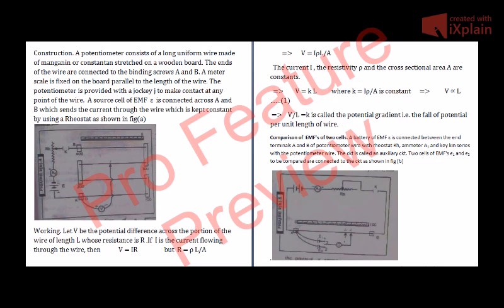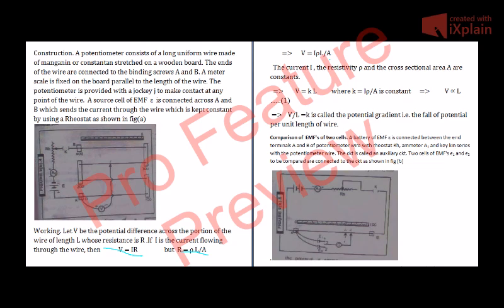Now let us discuss the working of this potentiometer, how it works. Let V be the potential difference across the portion of the wire of length L, whose resistance is R. R is the resistance of the wire, and if the current I is flowing through the wire, then using Ohm's law, we get V is equal to IR. But as we have already discussed in resistivity, R is equal to rho L by A. Actually, rho is equal to RA by L. We have already discussed it.